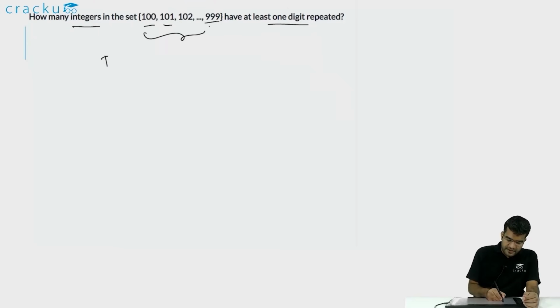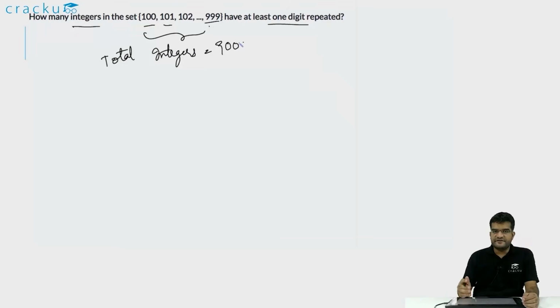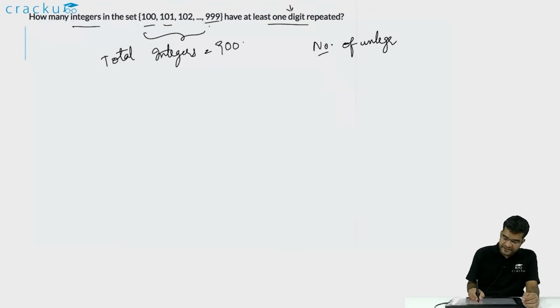So the total number of integers in the given list is equal to 900, of which we are required to figure out how many integers have at least one digit that is repeated. Let us first calculate the number of integers in the given set which have no repetition.